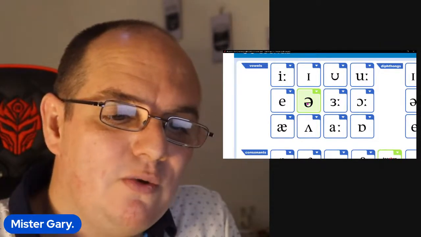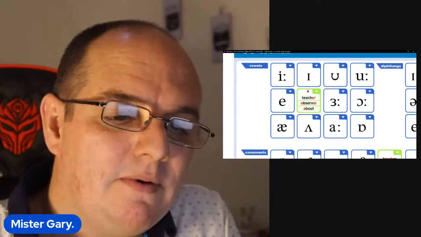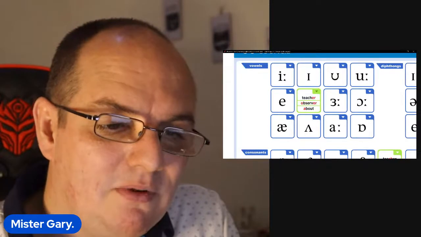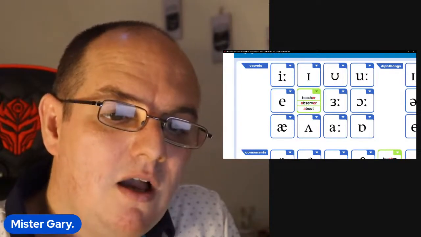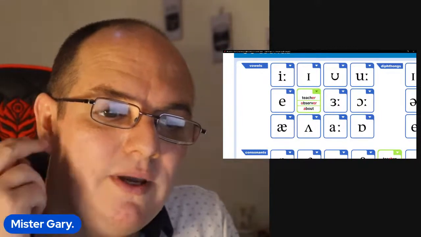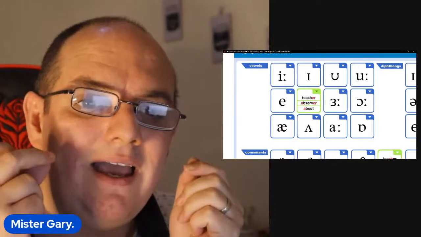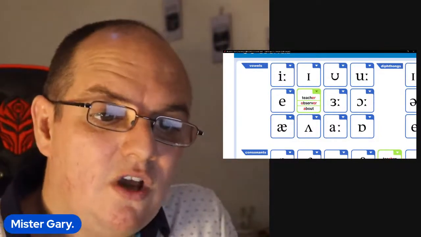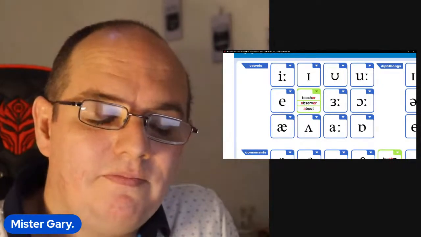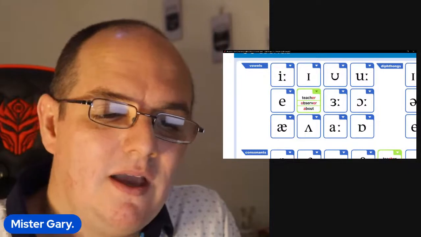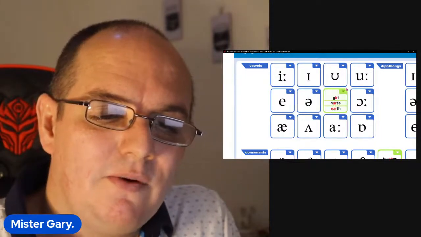Now this one's called a schwa sound. It's the only symbol with a name, and the reason is this one is the most common sound in English. If we look at the example words, here there's less tension in the lips: teacher, teacher, observer, observer, about, about. Okay, now we've got those done.